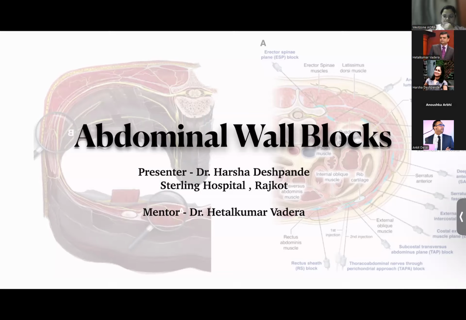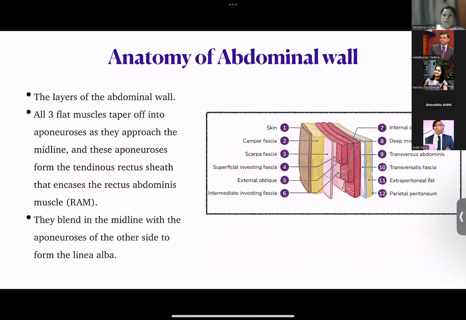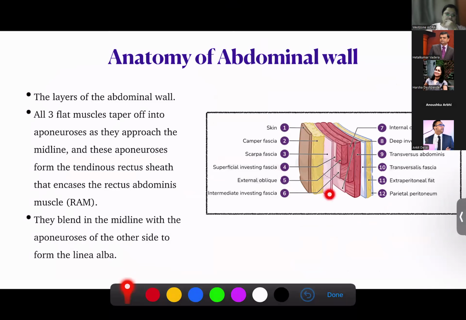To understand the abdominal wall blocks or the interfascial plane blocks, we have to understand the related muscles, nerves, and the fascia. So I would start with the anatomy of the abdominal wall. The layers of the abdominal wall are skin, the subcutaneous tissue, the Camper's fascia, the Scarpa's fascia, superficial investing fascia.